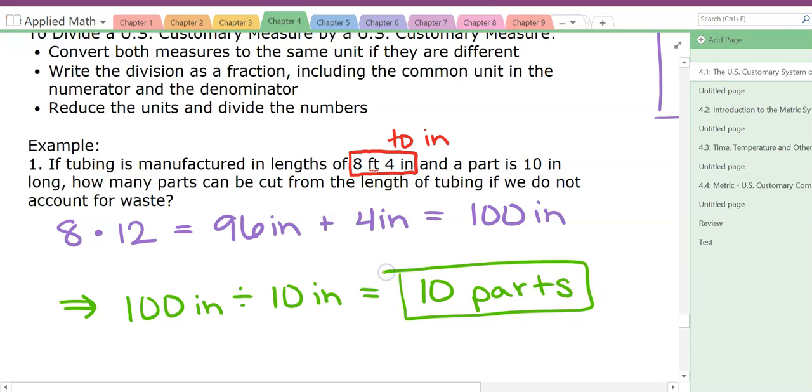And again, that's assuming that there's no waste done with each cut. Like each cut is clean and I'm not wasting off anything.